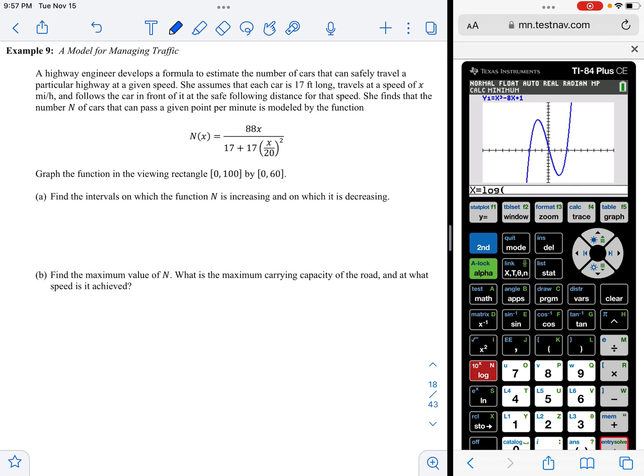She finds that the number N, capital N, of cars that can pass a given point per minute is modeled by the function N of x. It's kind of a complex looking function, but the capital N is the number of cars, and x is the speed. All right, so we're going to try to graph this function. So let's go to the calculator again.